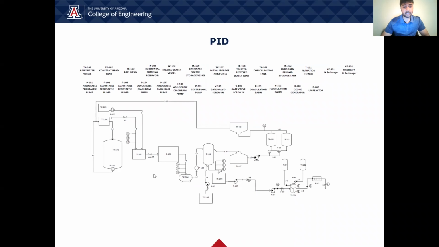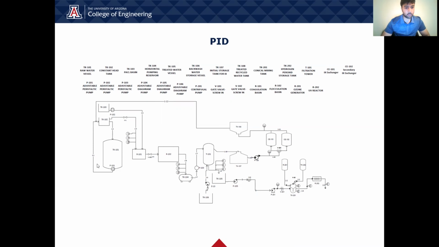This is our P&ID for the raw wastewater treatment lab. As you can see here, we have three main components in our process: a coagulation flocculation unit, a set of ion exchangers, and two advanced oxidation process units here and here.